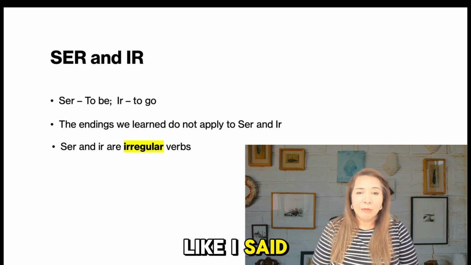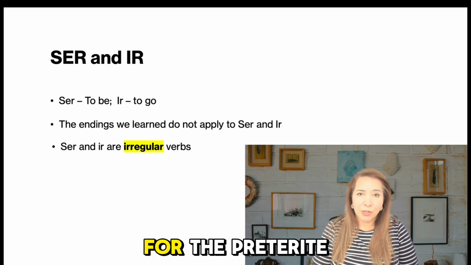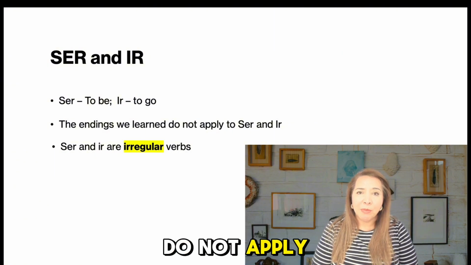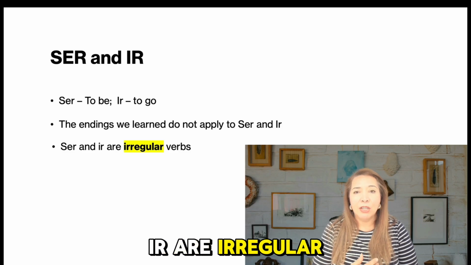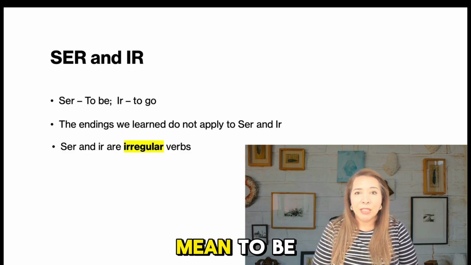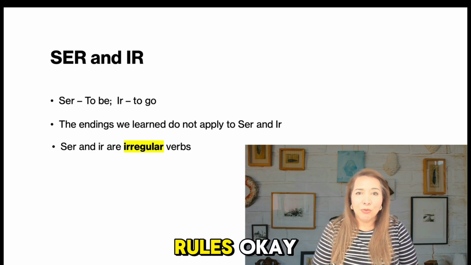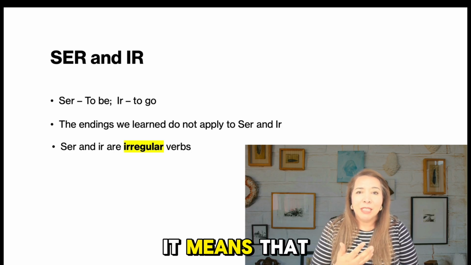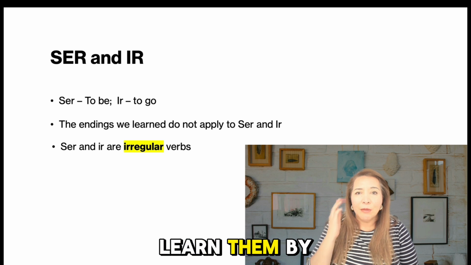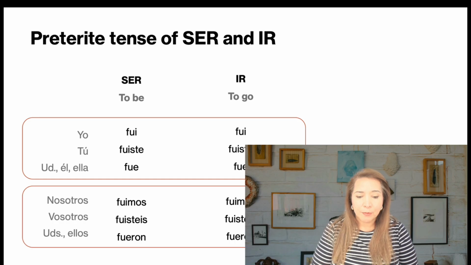Now, like I said before, today we're learning ser, to be, and ir, to go. However, these endings that I just showed you for the preterite tense do not apply to ser and ir. Why? Because ser and ir are irregular. What does it mean to be irregular? An irregular verb does not follow rules. Okay? So, what does it mean for us? It means that you need to learn them by heart because you cannot rely on the rules.